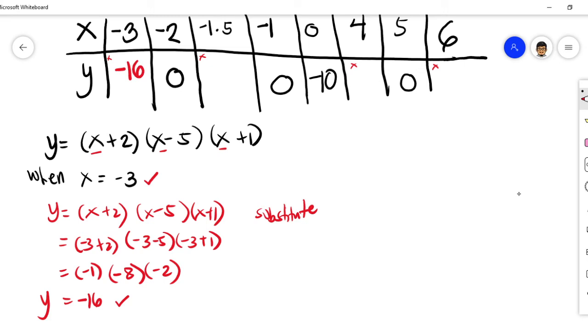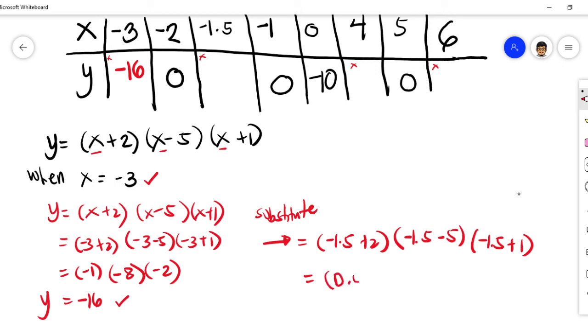Okay? Next, if we have negative 1.5, go straight here. It can be done quickly. Negative 1.5 plus 2, times negative 1.5 minus 5, times negative 1.5 plus 1. Okay. So, we have negative 1.5 plus 2, that is positive 0.5. Negative 1.5 minus 5, that is negative 6.